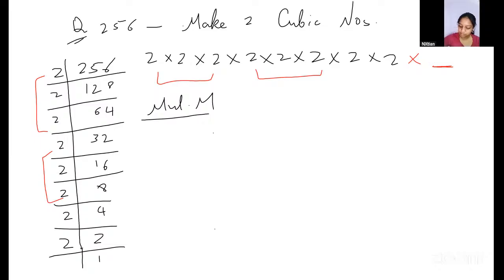So with the multiplication method, I can multiply 256 with 2, the one that is left, the one more I need. So 256 into 2, how much? 512. 512, which is a cubic number.